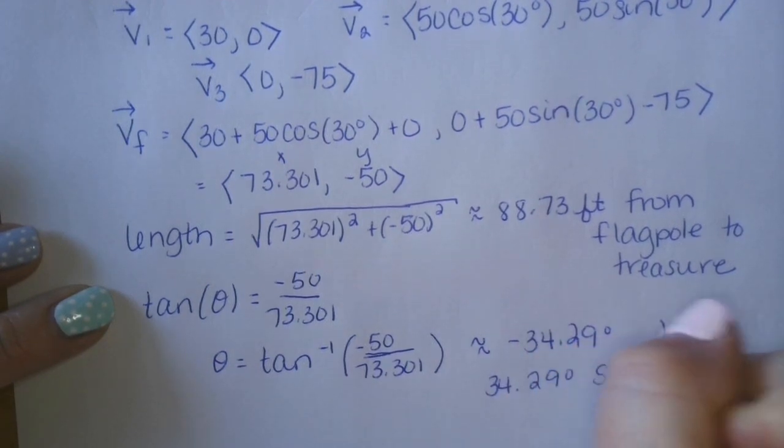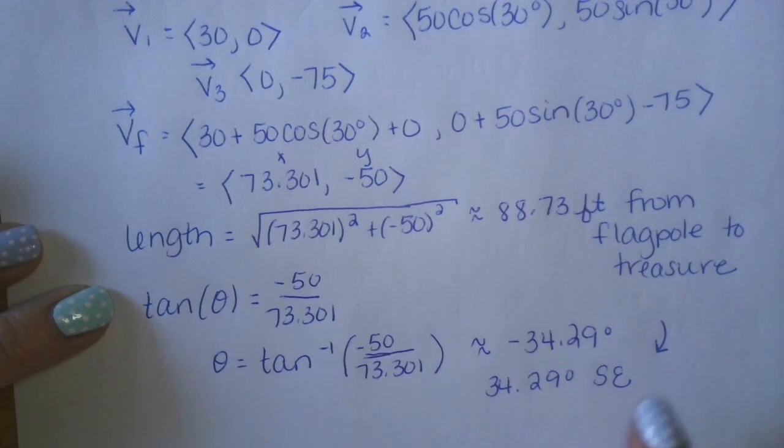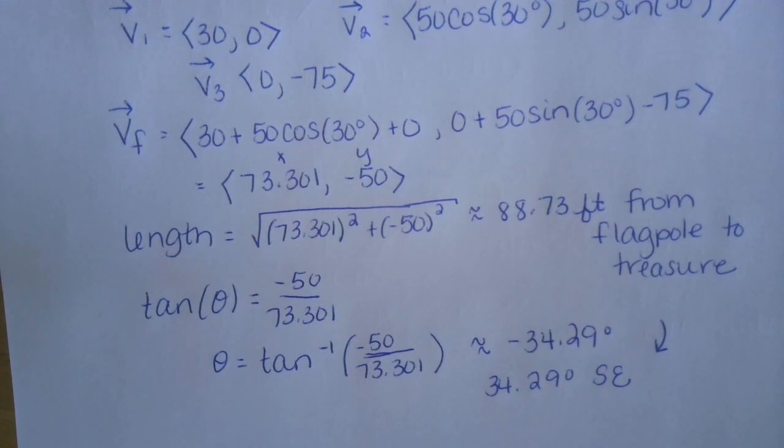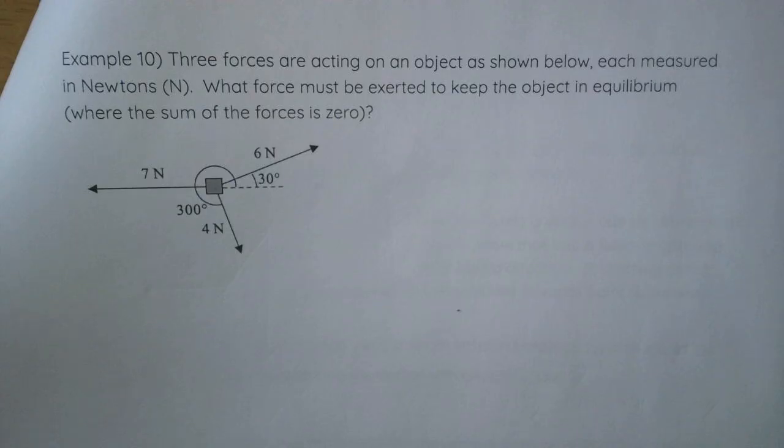34.29 degrees southeast. So if I put the directional piece, I don't need that negative, or this part tells me that I'm going clockwise. We could also add 360 degrees to make it positive, and then we would know where we were specifically in that third quadrant.